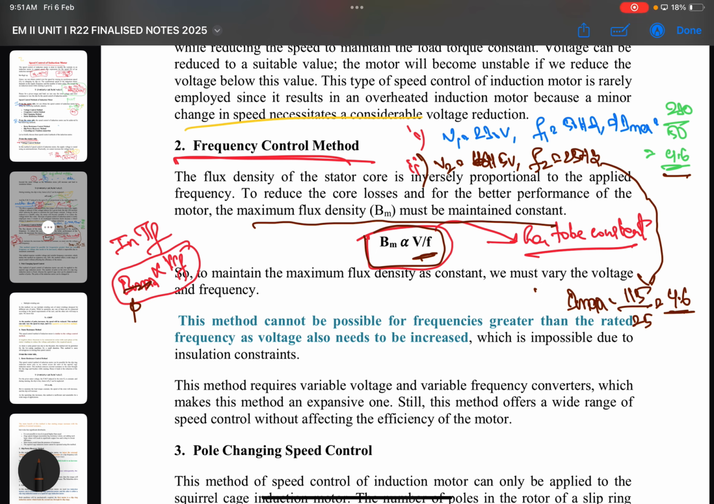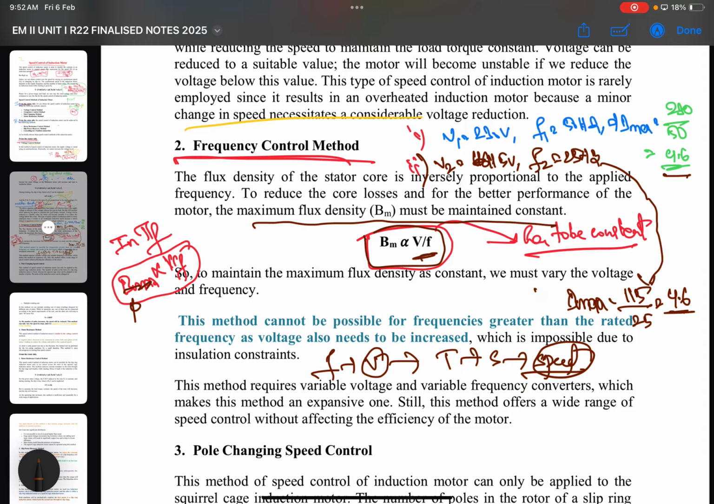I hope you understood the frequency control method. If I change the frequency, Bmax changes, then voltage has to be changed, and automatically the torque changes, the slip changes, and the speed also changes here. There are 3 to 4 possible ways how we can control the speed here. But what is the major drawback here?